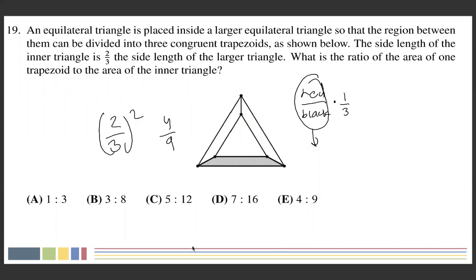Which means that if we say that the area of the big equilateral triangle here is 1, the area inside here is 4/9, and the area in this region here is just 5/9, right? And as we've said before, this was the red region, and we just want to divide it by 3. So 5/9, and then we divide it by 3 to get 5/27. And now we're just dividing this by the black region that we wanted, 4/9. And now we can just simplify the fraction, multiply both sides by 27, 5/12. That gives us our answer C.